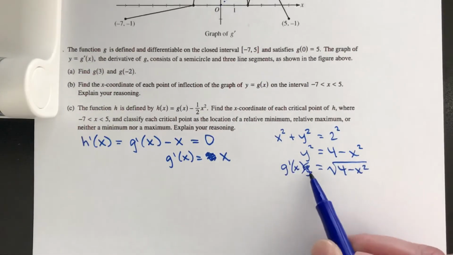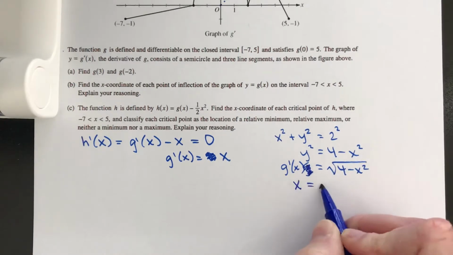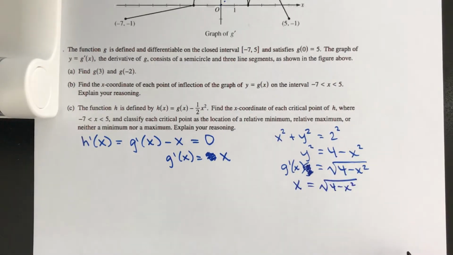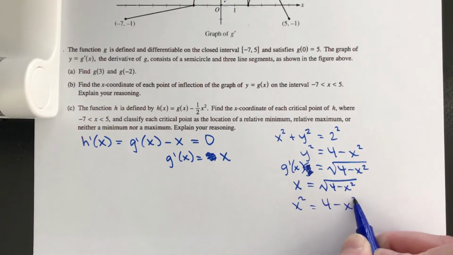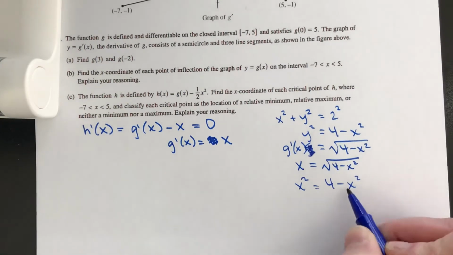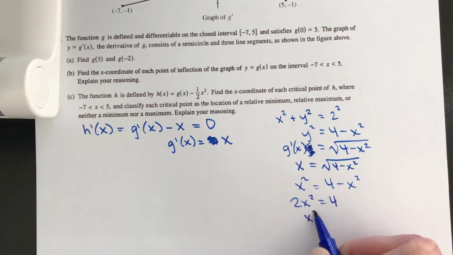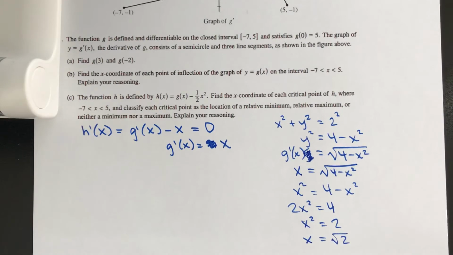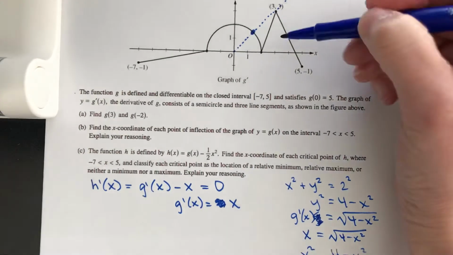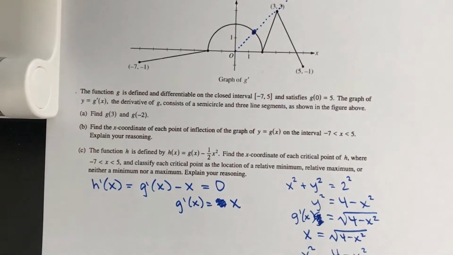I'm trying to figure out when g prime of x equals x, so I'm going to plug in x here and solve for x. I square both sides to get rid of the square root, so I get x squared equals 4 minus x squared. Adding x squared to both sides, I get 2x squared equals 4. Dividing both sides by 2, we get the other x value. The other critical point is the square root of 2. So right here, this is the square root of 2, and then we have 3. Those are our two x coordinates of the critical points of h.